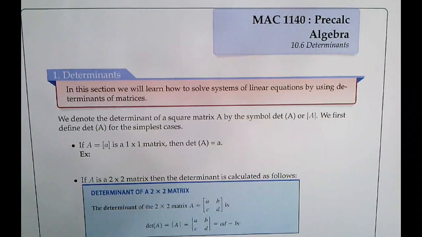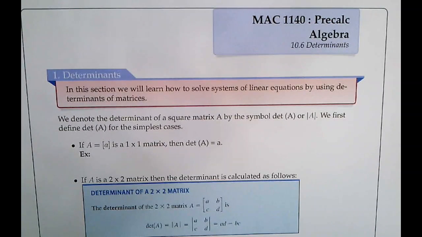All right, so we are concluding our discussion on how to solve systems of linear equations using matrices with our last method, which is called Cramer's rule. And this rule is going to use determinants of matrices. So first we're going to go over what are determinants of matrices, and then we're going to see how to use determinants to solve systems of linear equations.